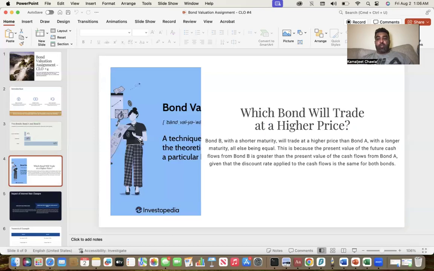So which bond will trade at a higher price? Bond B, with a shorter maturity, will trade at a higher price than bond A, given the same yield and coupon rate. This is because the present value of future cash flows from bond B is greater due to less discounting over a shorter period. Bond B is less affected by interest rate risk, making it more attractive in stable market conditions.